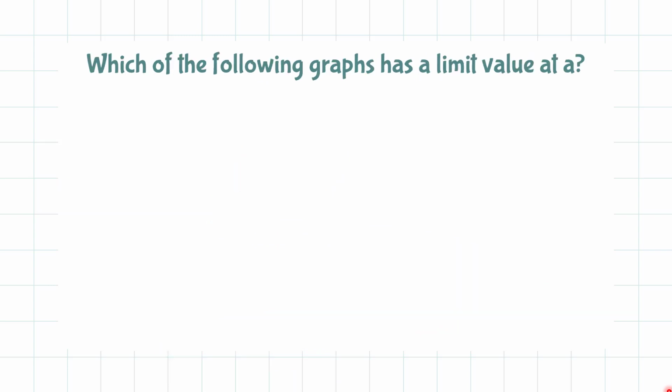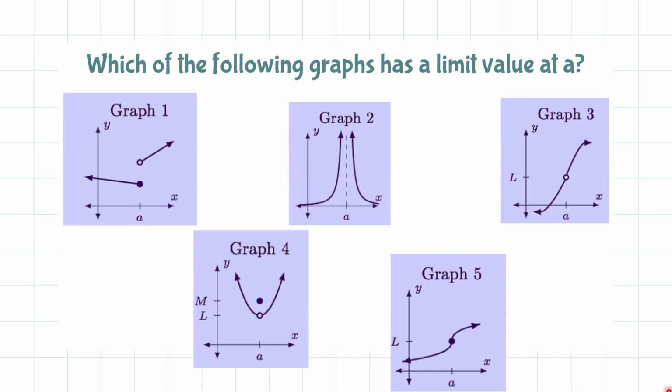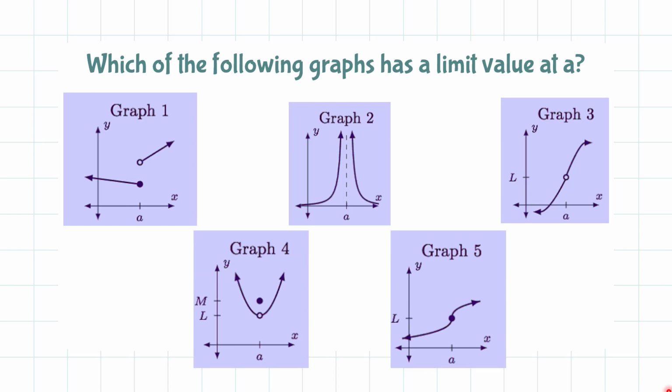Now for the limit review. Which of the following graphs has a limit value at A? Graph 1, graph 2, 3, 4, 5. Don't forget that a limit exists if, what is it? The same approach from the left and from the right to one value. So you can pause and see whether your answer is correct or not in the next slide.